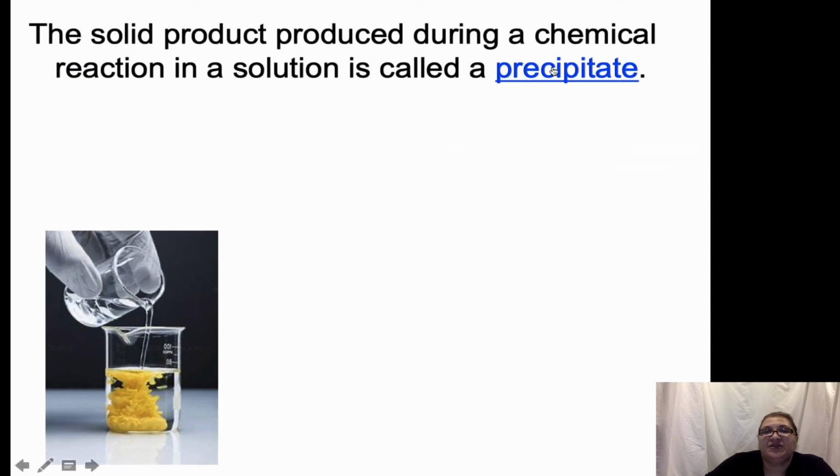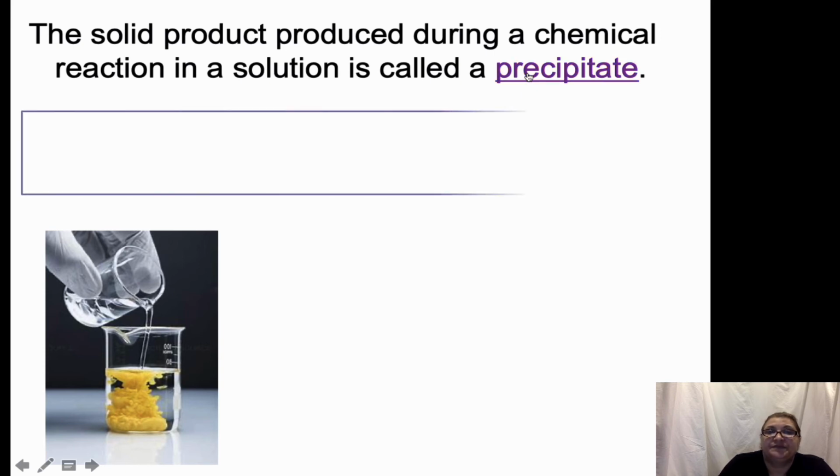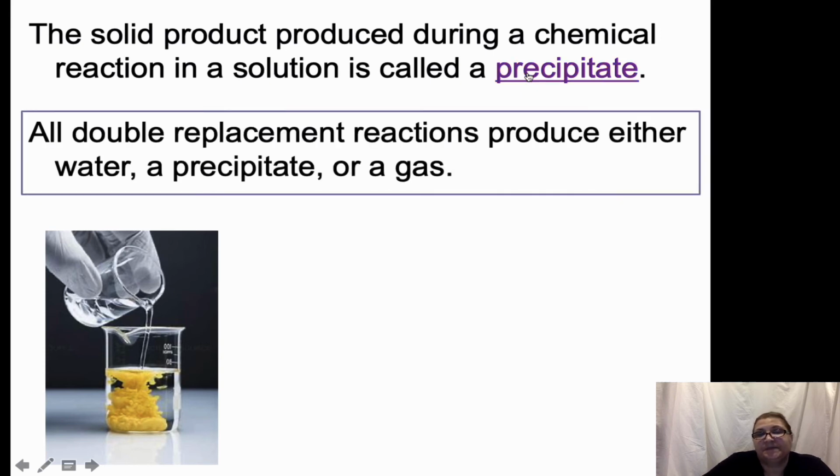Double replacement is usually an example of a precipitate: a solid produced during a chemical reaction in a solution. So you mix two liquids and the end result is a solid on the bottom of the beaker.